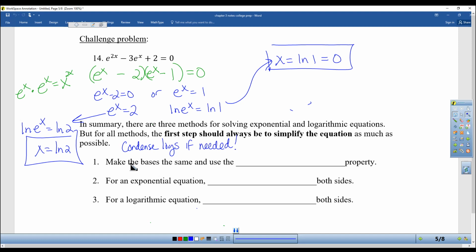So your one method would be to make the bases the same and use the 1-to-1 property. So if you can make it 2 to the x is equal to 2 to the 5, good for you. You can do it that way. But for the most part, you're going to be using methods 2 and 3, which is for an exponential equation, take the log of both sides, and for a logarithmic equation, exponentiate both sides.